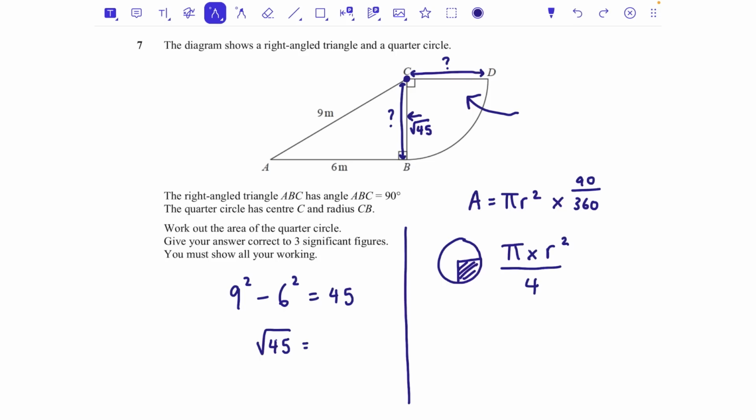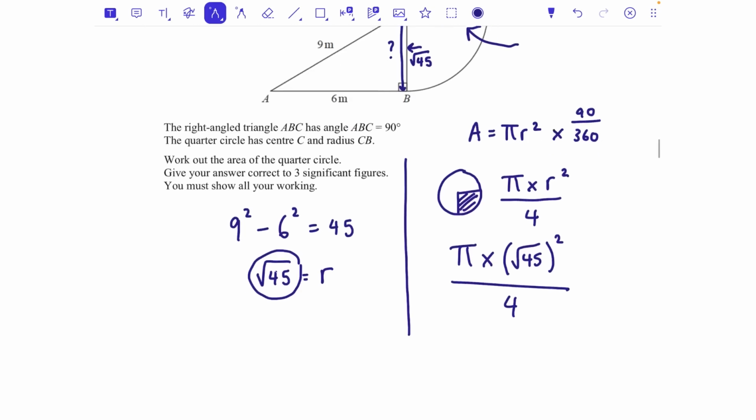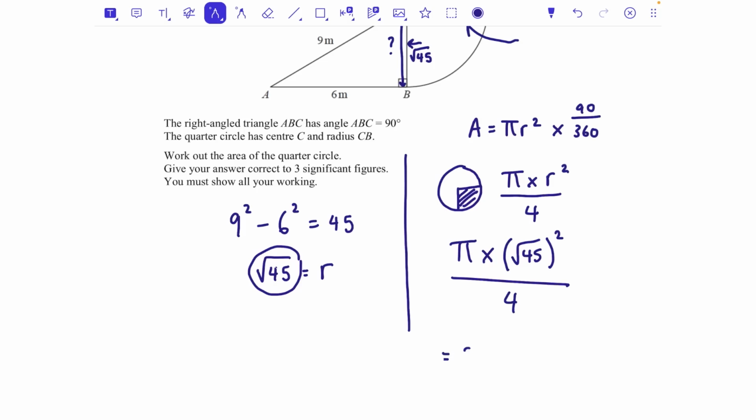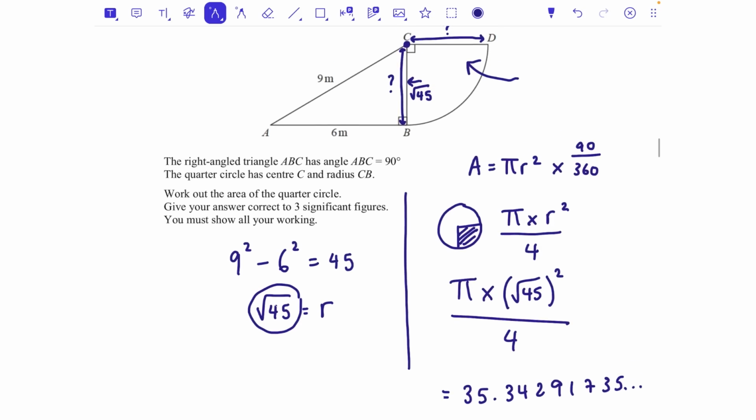So you're timesing by 90 out of 360. Perfect. So pi times, now the radius we now know is root 45. So I can do pi times root 45 squared. But we know that root 45 squared is just 45. So I've got 45 pi, and now I need to divide it by 4. So typing all of that into my calculator, I get, and I'm happy now that I can write it as a decimal, 35.34291735. So I like to write down everything that's on my calculator display and then round it afterwards.